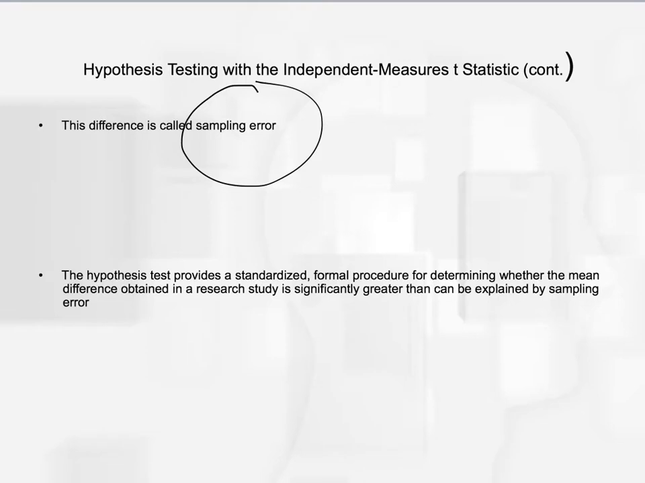And what we want to know is whether the difference that we see is greater than can be explained by sampling error.